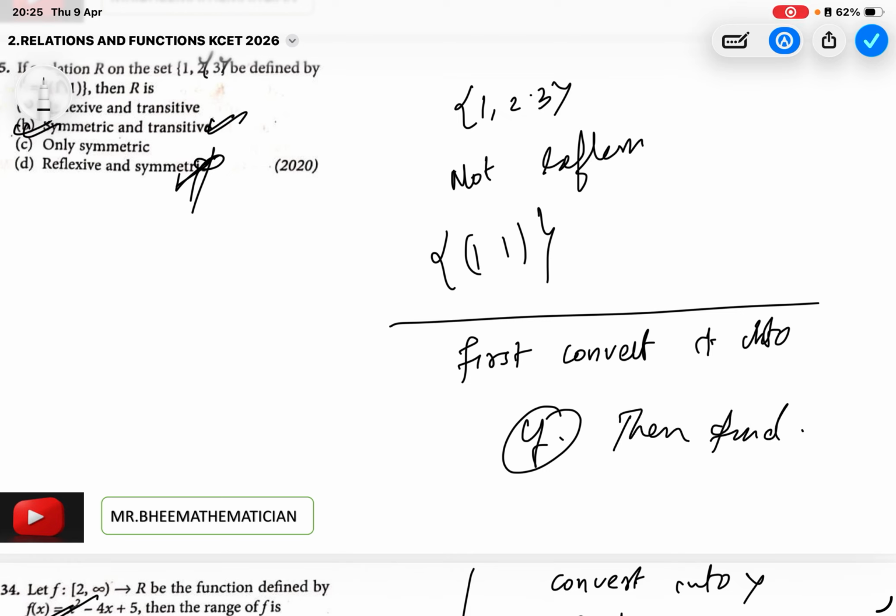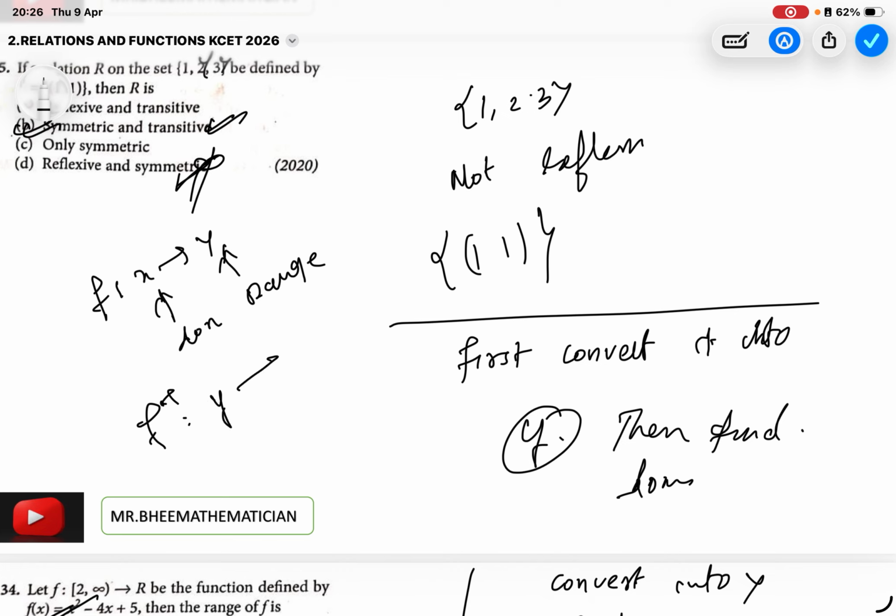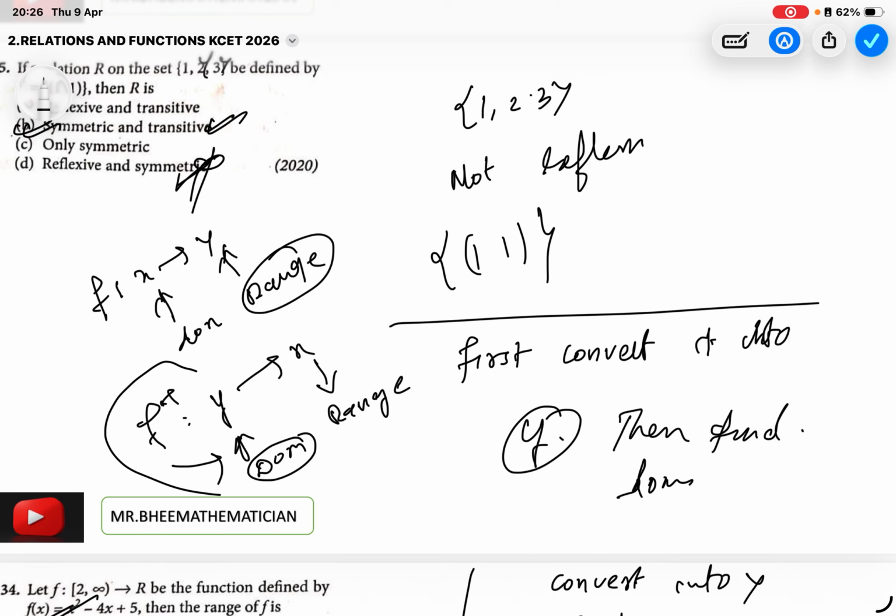Sir, why like this? Because if f is x to y, this is the domain and this is the range. If I inverse it, x becomes y, y becomes x. Now y is the domain and this is the range. So if you need the range of this function, then find the domain of the inverse. That's it. Yes or no? These are opposite.